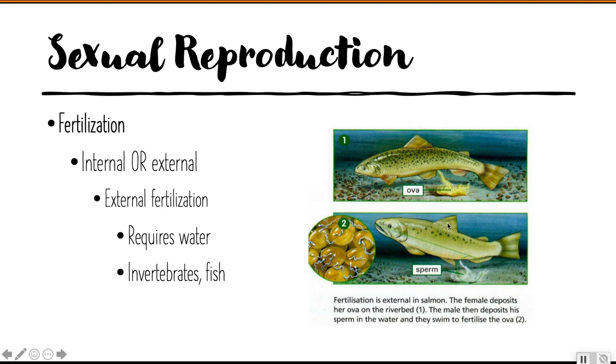So we have here with the salmon, the female is going to deposit her ova onto the riverbed, and then a male comes by, he can detect where those ova are, and then he deposits his sperm, and they swim together. Here's a little close-up. And ideally, we will have these sperm fertilize these eggs, and then these will become little baby salmon, and they will eventually grow, and the cycle will start all over again.